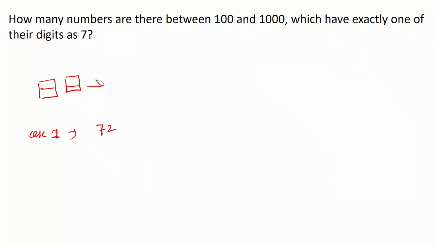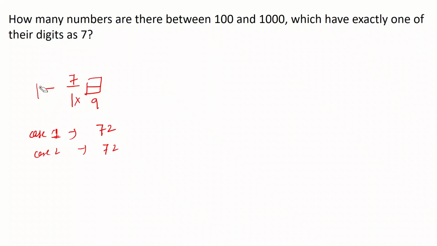Alright, in a similar way, if I fix 7 in the tens place, then this can be filled in one way. This place can be filled up in 9 ways, because any number from 0 to 9 except 7. And this number can be filled up in 8 ways. The similar logic, exactly similar logic. Case 2 is again 72.